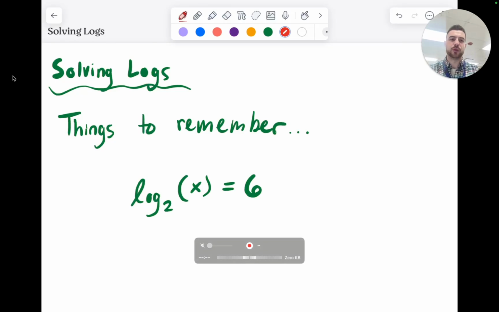All right, everybody, hello and welcome back. Today we're going to work on solving logarithms. Before we get into that, there are a couple things we want to make sure that we remember.